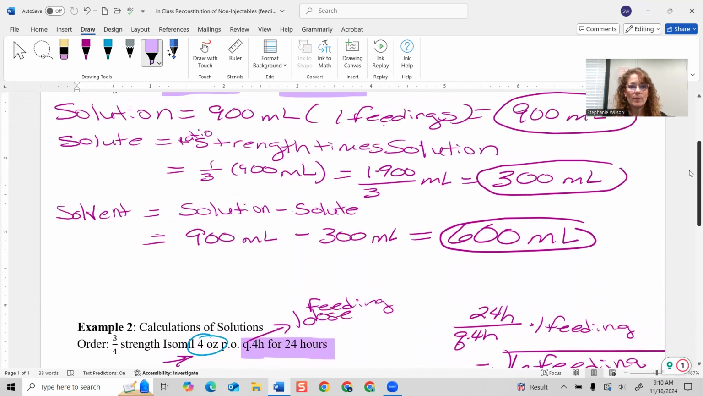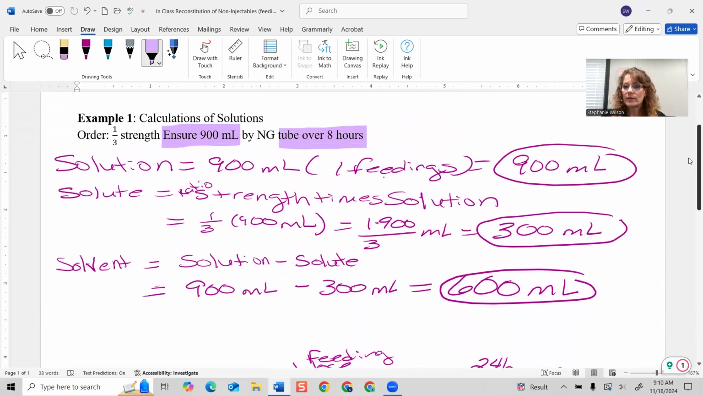And in the one above, you see it's 1/3. So if you look at it, oh, the solute was less, right? And the solvent was more. So this fraction here, the strength, is very important. That ratio is important. Thank you.